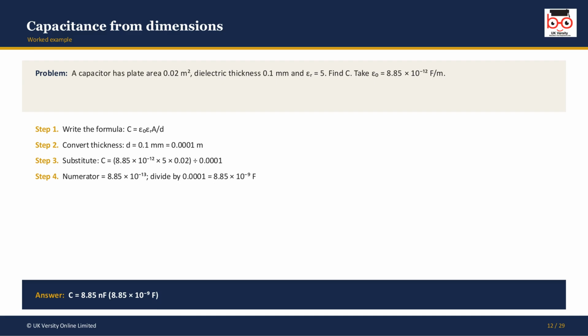Let's put numbers into that formula. A capacitor has a plate area of 0.02 square meters, a dielectric 0.1 millimeters thick, and a relative permittivity of 5. Taking epsilon naught as 8.85 times 10 to the minus 12, first convert the thickness. 0.1 millimeters is 0.01 meters. The top of the fraction is 8.85 times 10 to the minus 12 times 5 times 0.02, which is 8.85 times 10 to the minus 13. Divide that by 0.01 and you get 8.85 times 10 to the minus 9 farads, or 8.85 nanofarads.